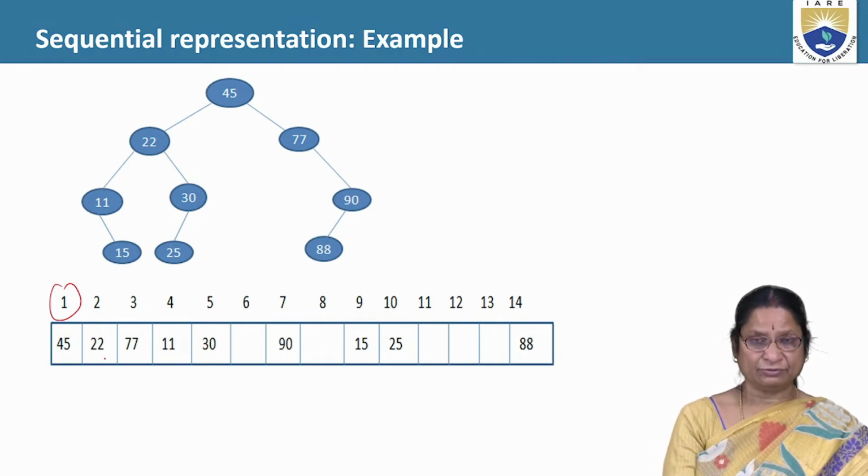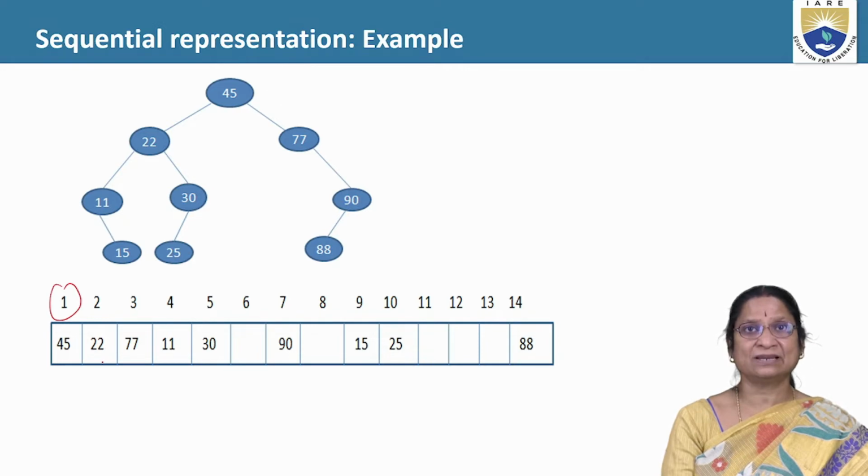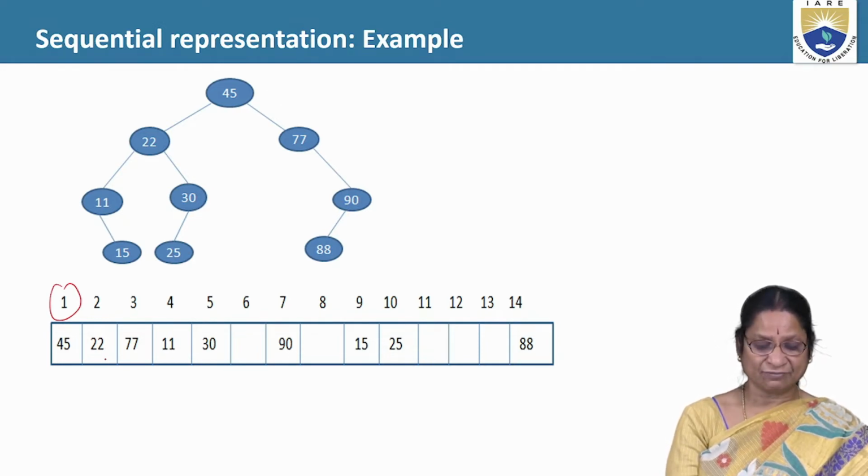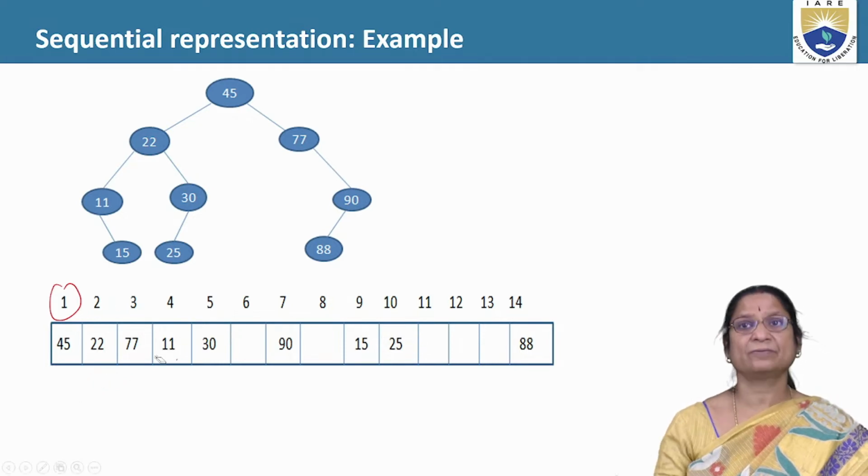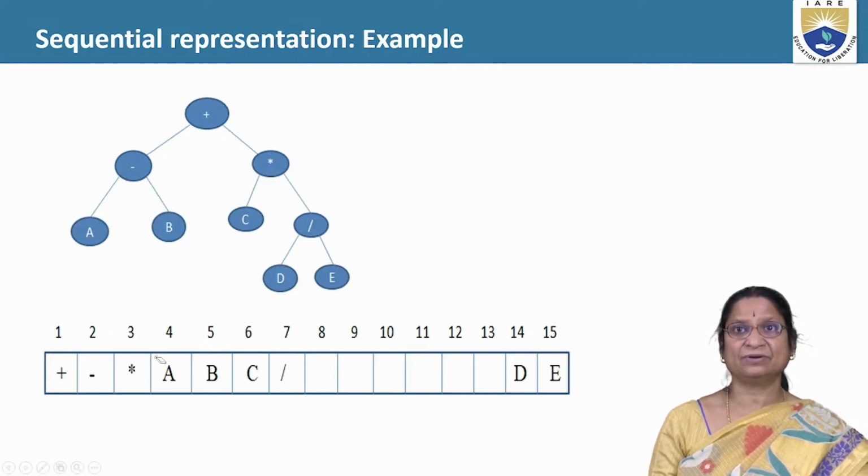Similarly, 22 is a left subtree. What are its left and right children? The left child is 11 and the right child is 30. So for 11, we use 2i plus 1, where i is 2 here. The left child will be at the fourth position, and the right child will be in the fifth position. In this way, we can represent the sequential representation of a binary tree.